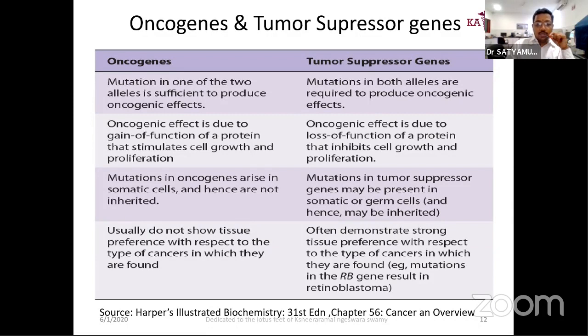They don't have a tissue preference. This can be a potential question for you, the difference between oncogenes and tumor suppressor genes. And that is about the genes.